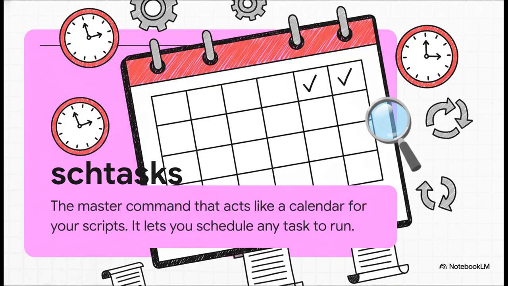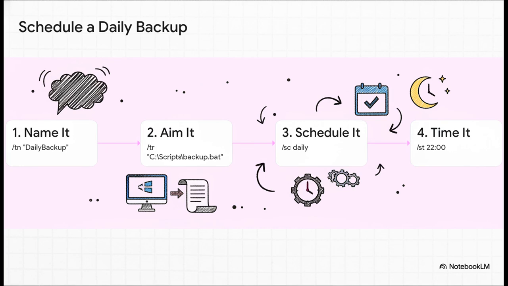The command for this is schtasks, or schedule tasks. It's basically a calendar for your scripts. You tell it what script to run and exactly when. Daily, weekly, at a specific time, and it will handle it from then on. You just set it, and you forget it. Now, the command might look a little complex, but as you can see, it's really just 4 simple steps. First, you name it. Then, you aim it at your script. Third, you set the schedule, like daily. And finally, you time it. That's it. Your backup script is now set to run every single night at 10 p.m., automatically.